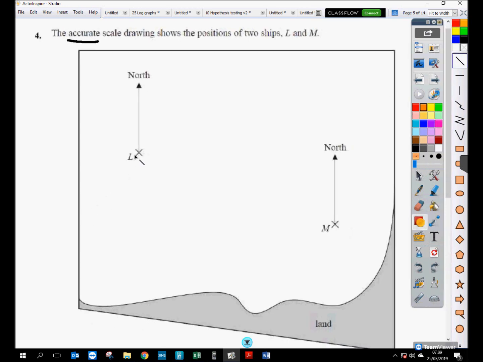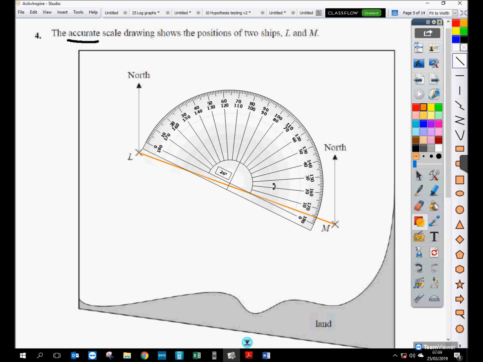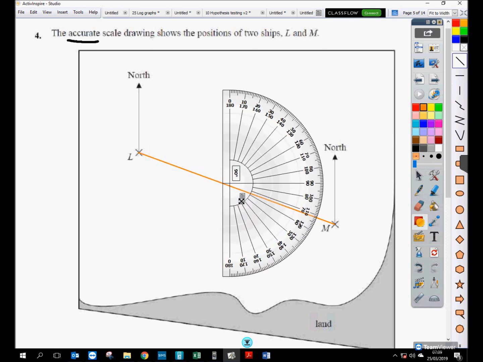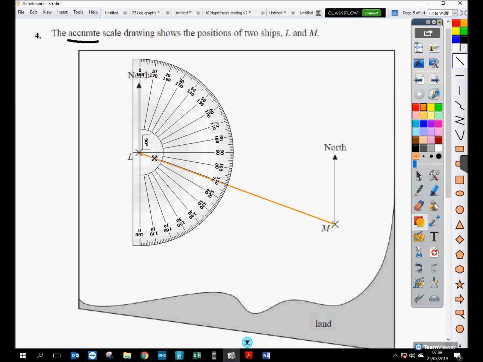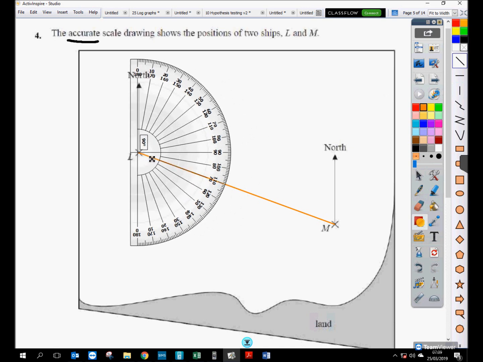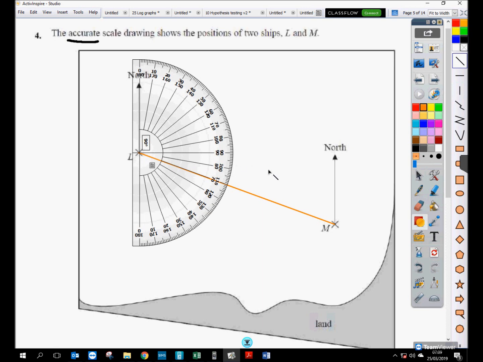Now, there's no line that connects L to M. Let's draw that on first of all. And bearings are always measured from the north line and in a clockwise direction. So replace the protractor over the north line and in line with the cross. I think you'll find that is exactly 110 degrees.